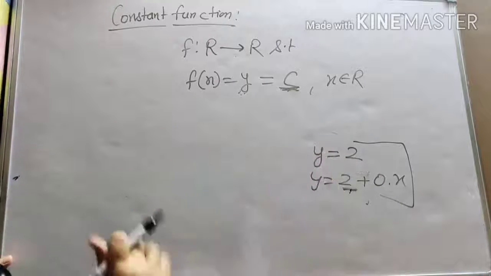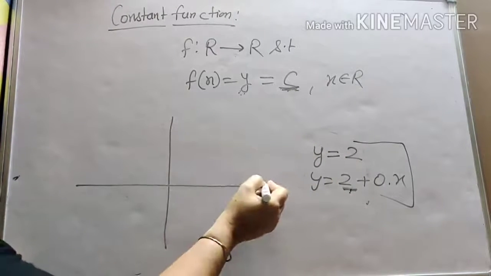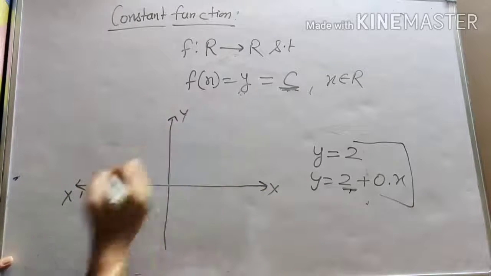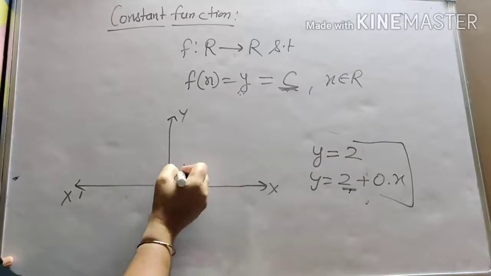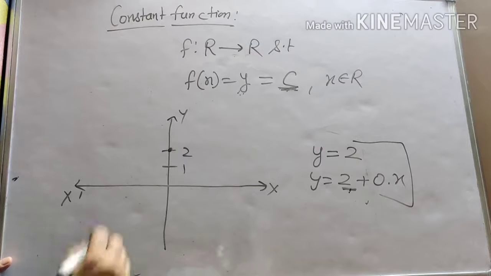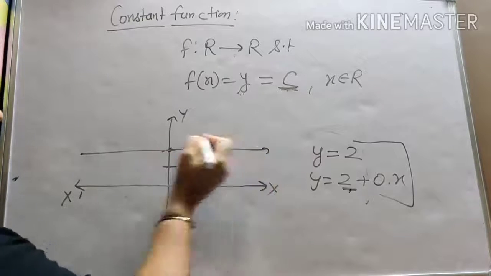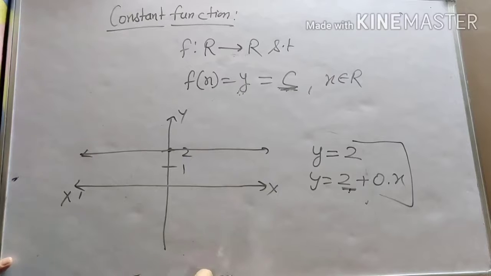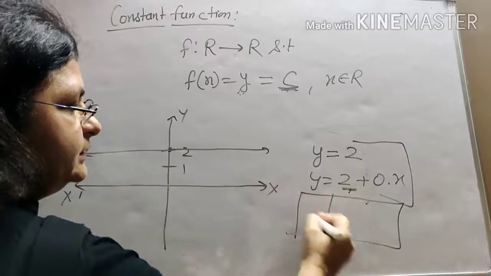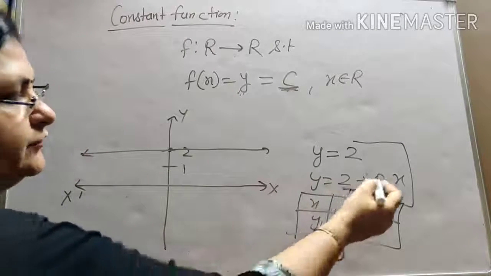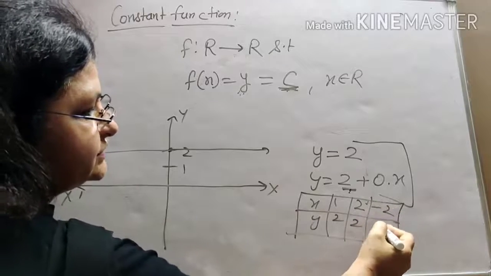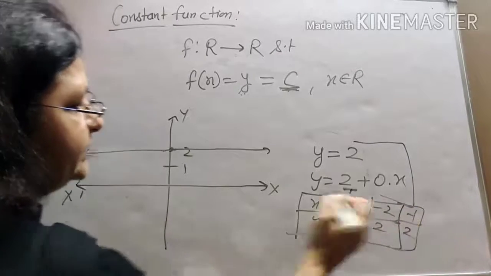Now, how will we draw the graph of this constant function? If I'm talking about y equal to 2, then what will be the graph of y equal to 2? We can draw it directly. Y equal to 2 is always a straight line parallel to the x-axis. Or you can make a table of x, y. If x is 1, y is 2, x is 2, y is 2, x is -2, y is 2. If x is -1, y is 2.